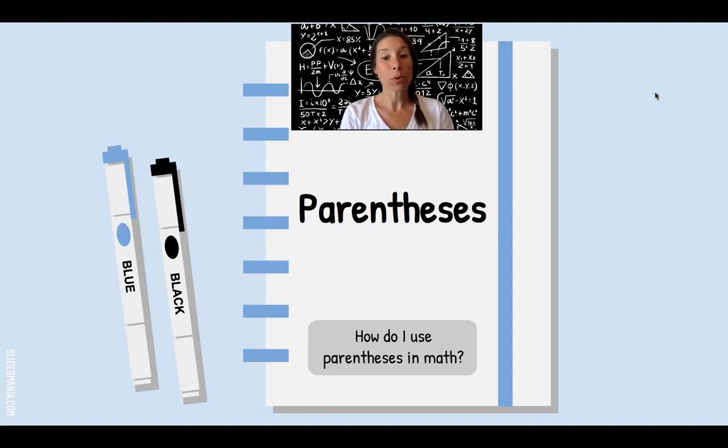I'm going to answer the question, how do you use parentheses in math? Now I know this has come up a few times in our class this year, mostly on the math review. So some of you have a good idea of how to use parentheses in math. This might be just a little bit of a reminder and helpful for your math this week. So let's get started.